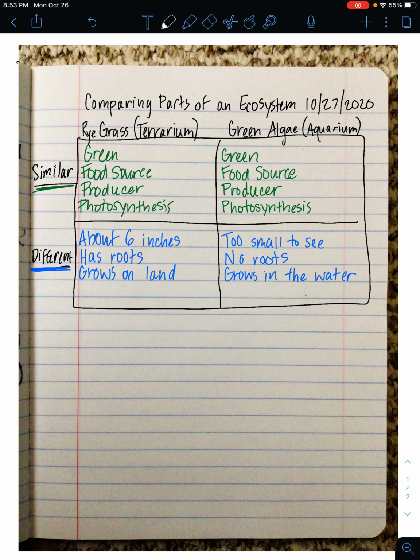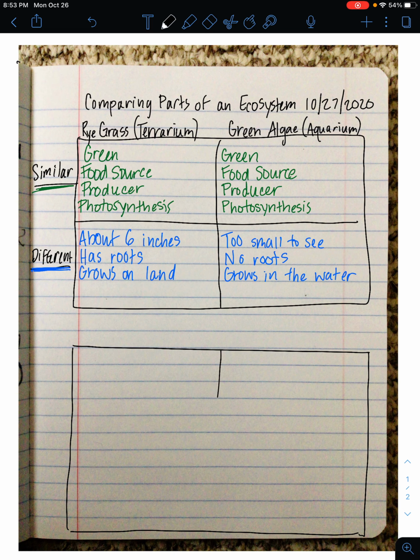Your job to finish your science notebook entry for today is to complete the same table for 2 different animals in our ecosystem. Follow along as I set up the table. You will draw another large rectangle in your notebook, like this. Draw a line down the middle and a line across. In the top boxes, you will write similarities. In the bottom, you will write differences.